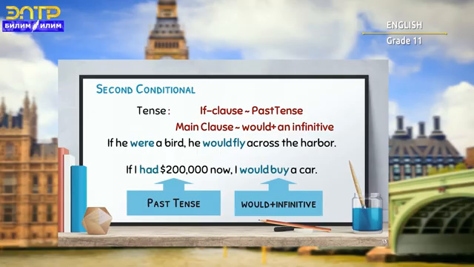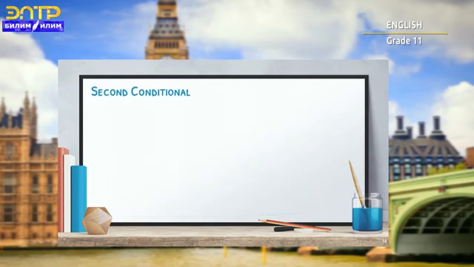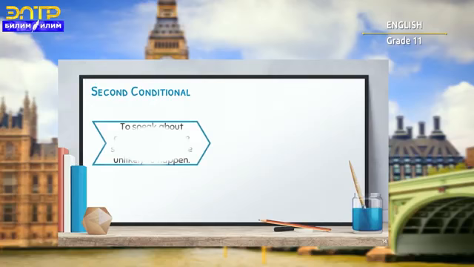If he were a bird, he would fly across the rainbow. If I had $200,000 now, I would buy a car. The second conditional is like the first conditional. We are still thinking about the future. We are thinking about a particular condition in the future and the result of this condition. But there is not a real possibility that this condition will happen.